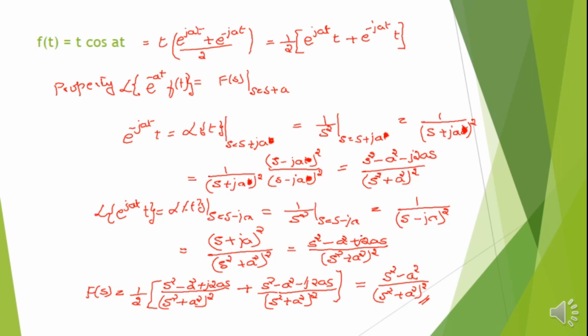So this f of t is equal to t cos at, which is transformed into exponential, and then we have applied the shifting property. Based on that, the Laplace transform of t cos at becomes s square minus a square divided by s square plus a square whole square. Similarly, it may be asked for t sin bt. If it is sin bt, then here it becomes a minus and in the denominator 2j. Then the later procedure remains the same.